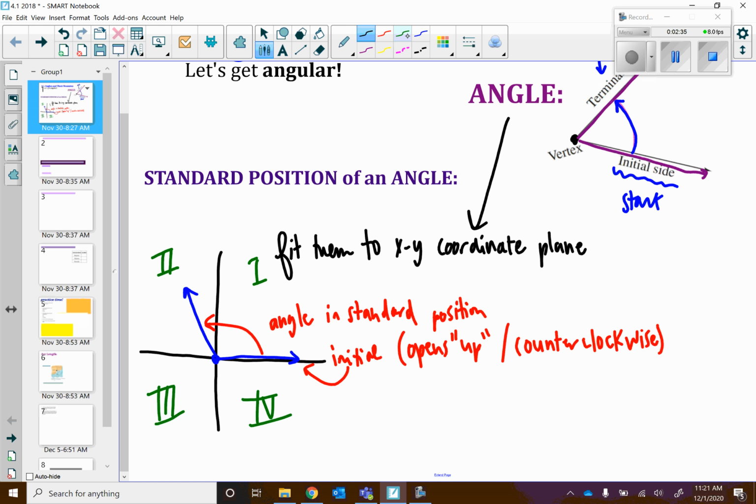This kind of angle will be a positive angle. It will have a positive measure, either in degrees or radians, and we'll talk about that in a moment. If I draw an angle and I still start on my positive x-axis and I open down, or if I'm moving clockwise, that would be a negative angle. Negative angle measure. And we will look a little bit more at that in a moment.